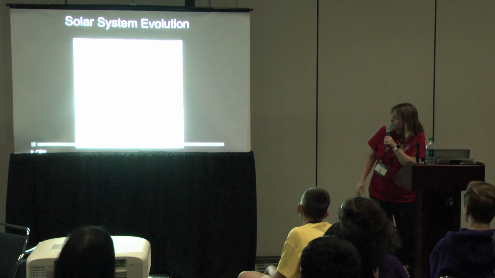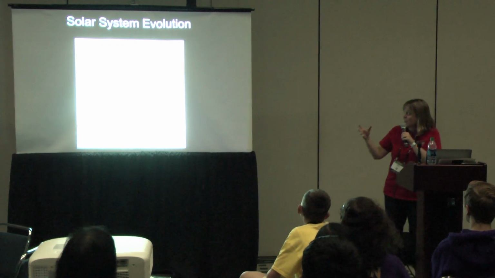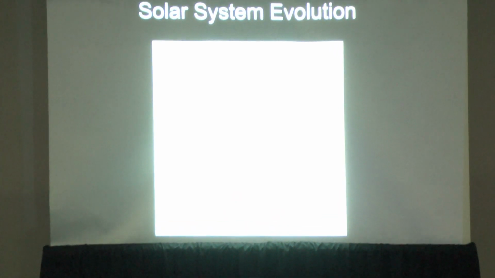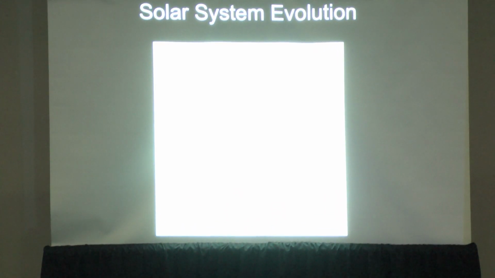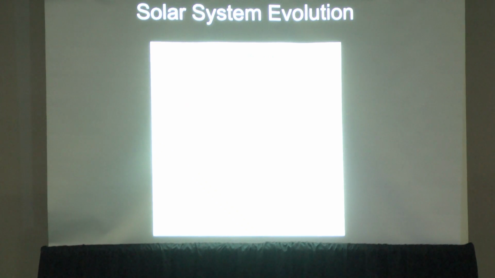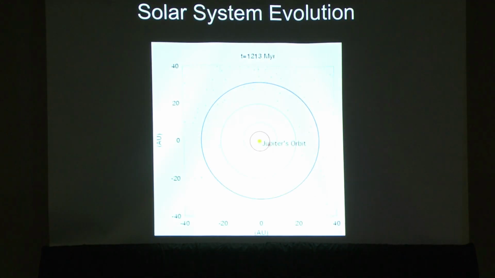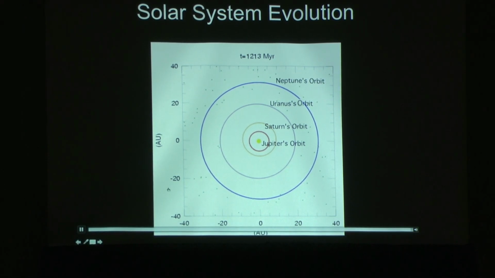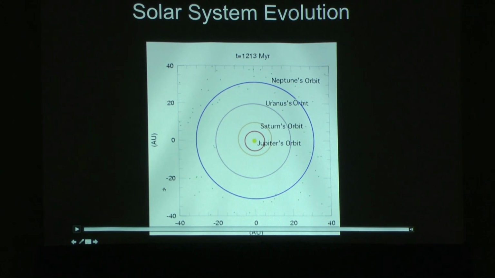So what happened was that the gas drag from the protoplanetary disk caused an exchange of angular momentum, and that's what makes the giant planets migrate out. So basically there was an exchange of energy and angular momentum. And I'll show that again in a minute, but let me just explain a little more what was happening.